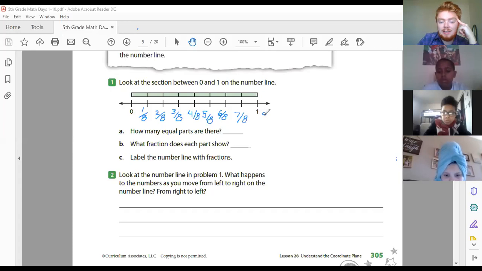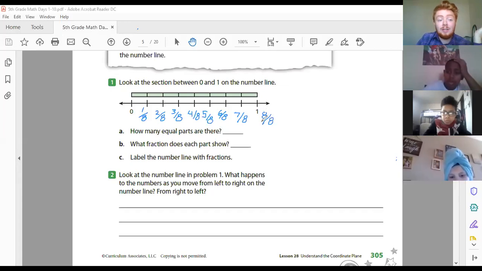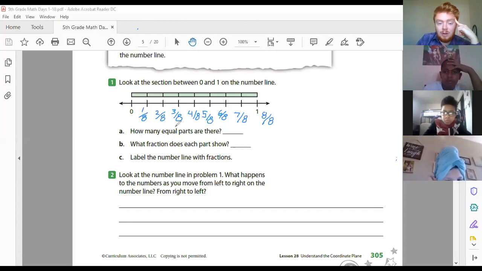Good job, Niraj, yes. This one would be 8/8. You know any number over itself is just 1. So that's why it's a 1. Good. All right, so guys, we have done all of them. Now, look at the number line in problem 1. What happens to the numbers as you move from left to right on the number line?